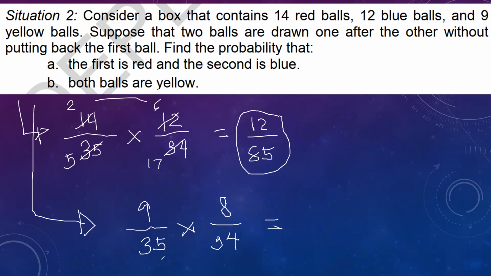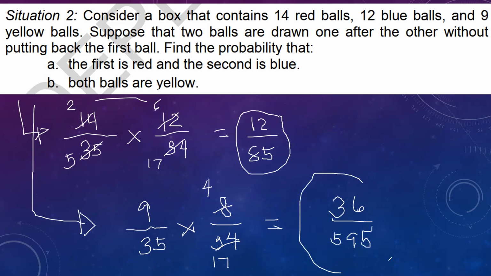Meron bang pwedeng i-divide? Wala. 8 out of 34, I think 2, pwede natin i-divide by 2. So this is 4 over 17. So that's 9 times 4, 36, over 35 times 17, 595. And that's the probability ng ating yellow at yellow ang mabubunot natin. Clear?